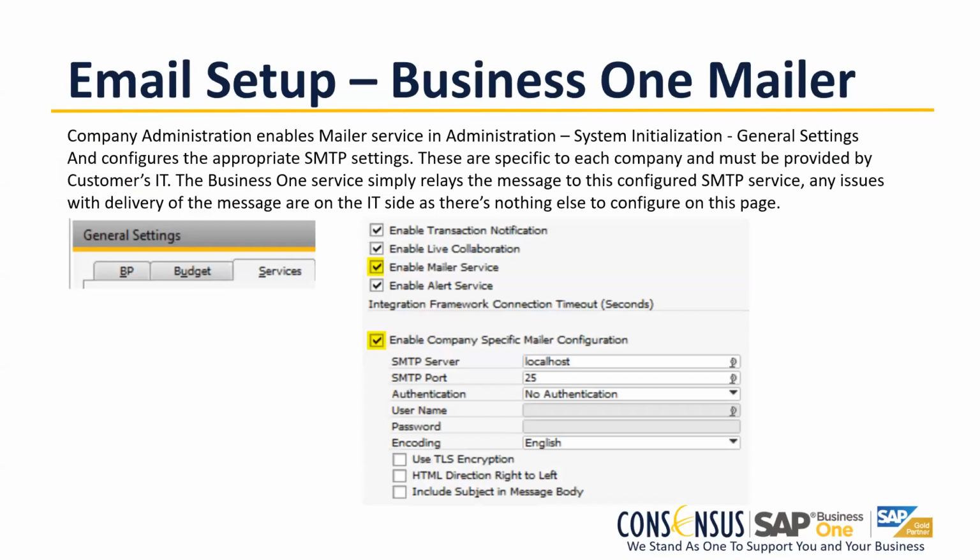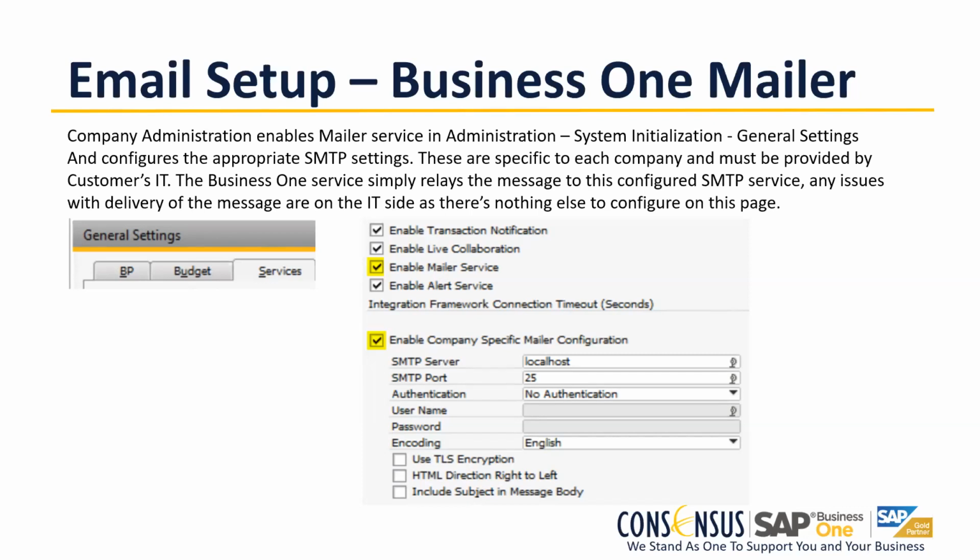Next, we'll talk about Business One Mailer. This is the service that is the underlying service provided by SAP, and it is available in all kinds of deployments. There's not a lot to configure here. As you can see, if we go into general settings services, we basically check some boxes to turn it on. And the only information that we set on the Business One or SAP side is really this email service information, what's called an SMTP server, a port, if it requires authentication or not. These details are specific to your company. There's no way for Consensus to know what these details are.